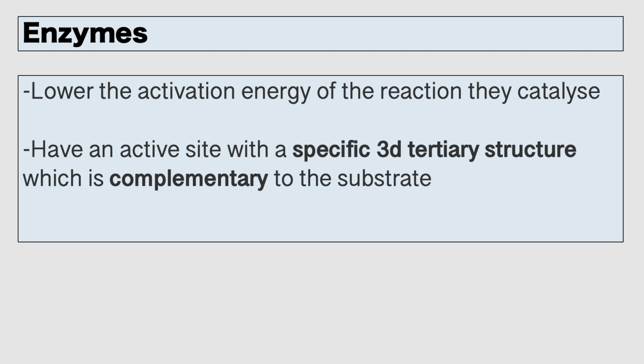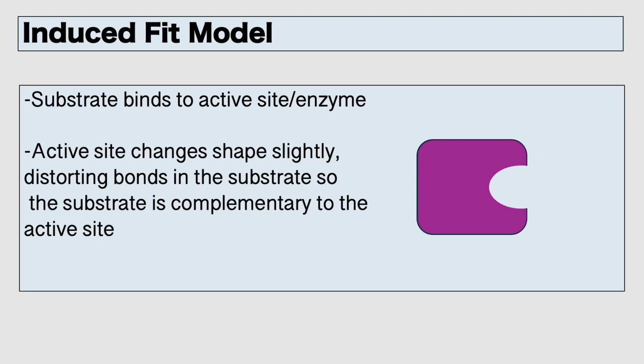So at GCSE, we learn the lock and key theory, but this is quite a simplistic model. At A level, we use the induced fit model to better understand how the enzyme and substrate fit together. So this is the induced fit model of enzyme action. The substrate binds to the active site, and the active site changes shape slightly, distorting the bonds in the substrate, so the substrate is complementary to the active site. The strain distorts the bonds in the substrate molecule and therefore lowers the activation energy needed to break the bond.